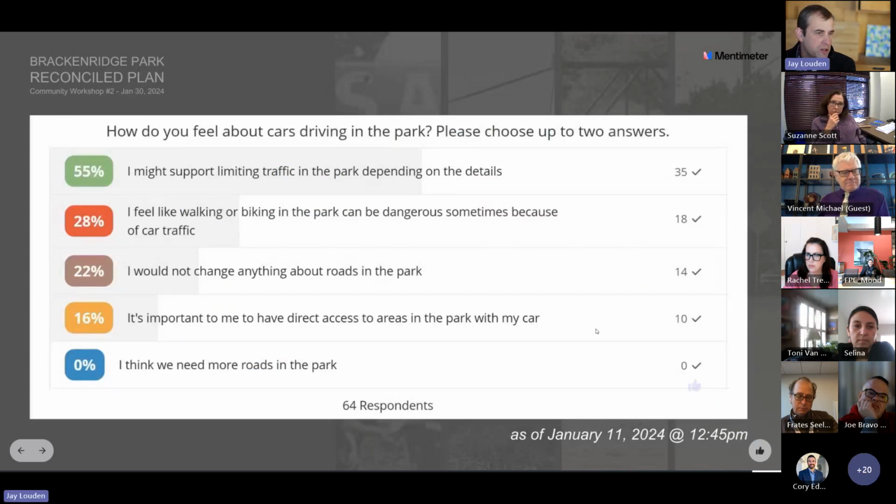How do you feel about cars driving in the park? You got to choose 2 here. 55% would support limiting traffic in the park depending on the details. And 28% feel like it can be dangerous sometimes because of car traffic. 22% would not change anything. 16% said it was particularly important to have direct access to areas in the park with my car. Nobody thought we needed more roads out of this respondent subset.